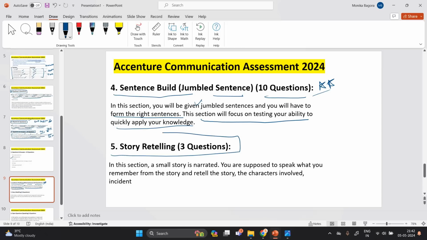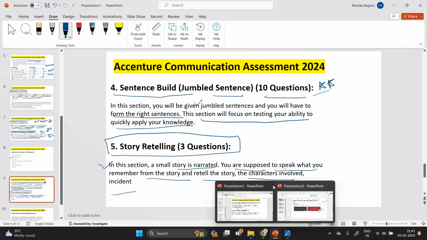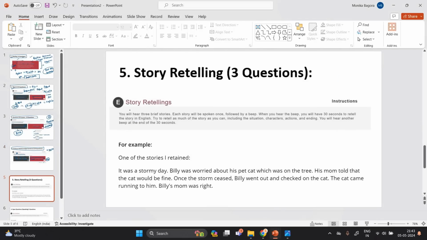Fifth is related to storytelling. 3 questions are there. In this section, a small story is narrated. You are supposed to speak what you remember from the story and retell the story, the character, involved incident. I will give you an example, don't worry. What they mention: you will hear 3 brief stories. Each story will be spoken once, followed by a beep.